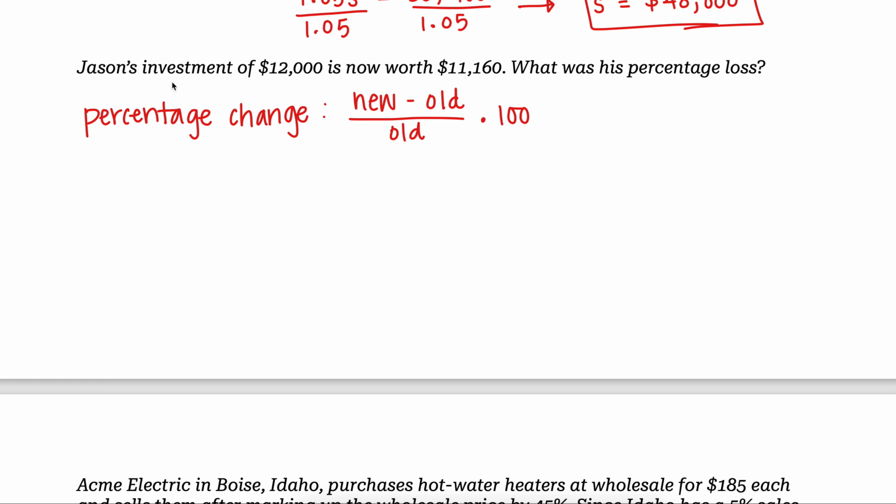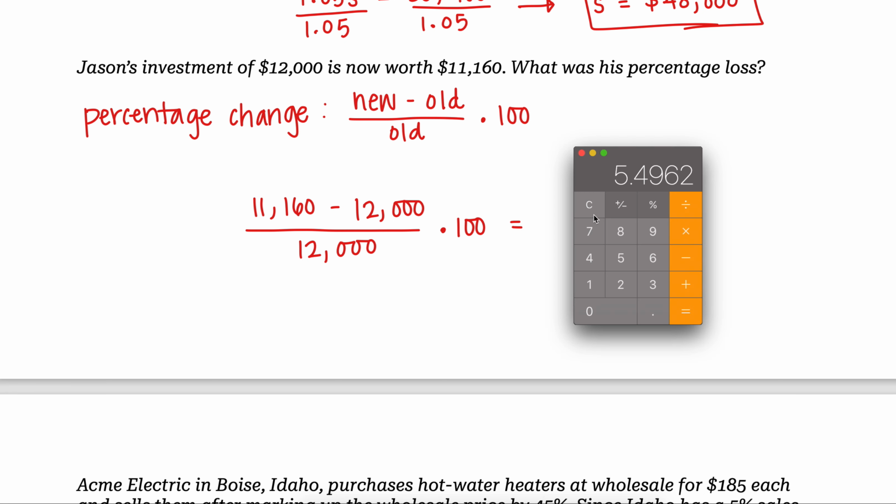His original investment, that's our old amount, was $12,000. It's now worth $11,160. That's the new amount. So plugging into this formula, we have $11,160 minus $12,000 divided by the $12,000, that's the old amount, times 100. This is all going to be calculator work from here on out. So let me pull up my little calculator.